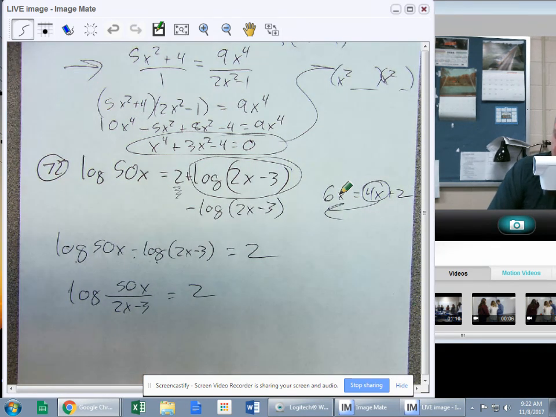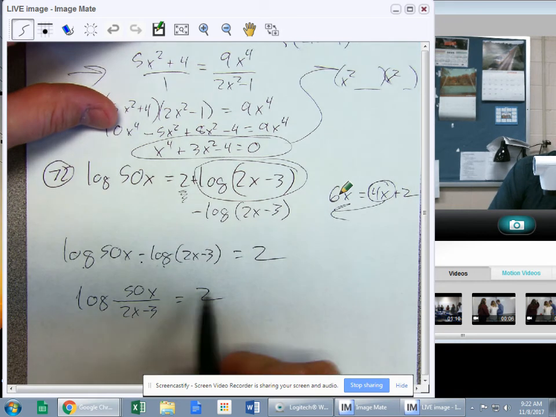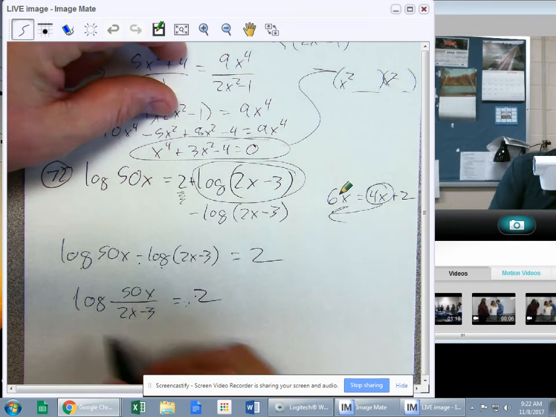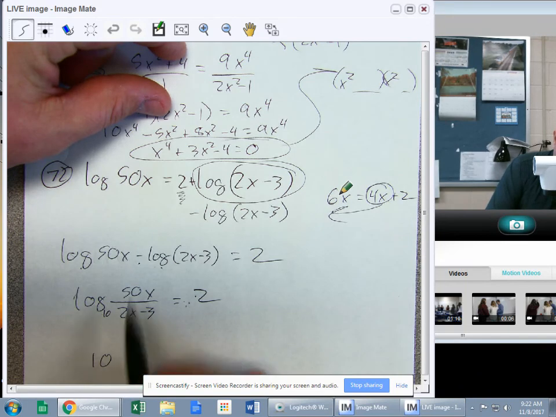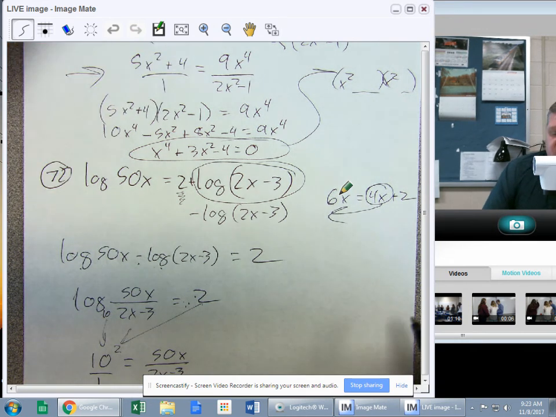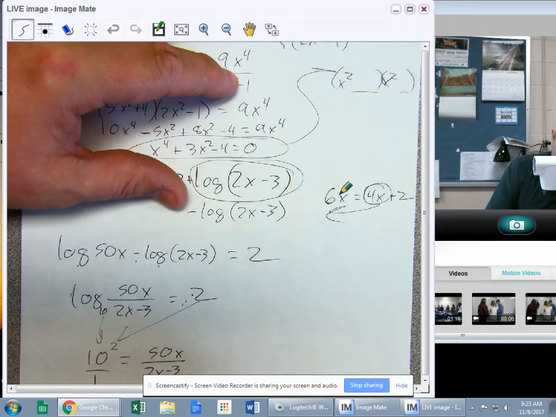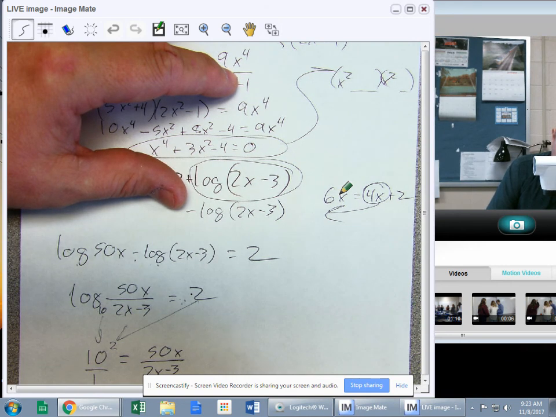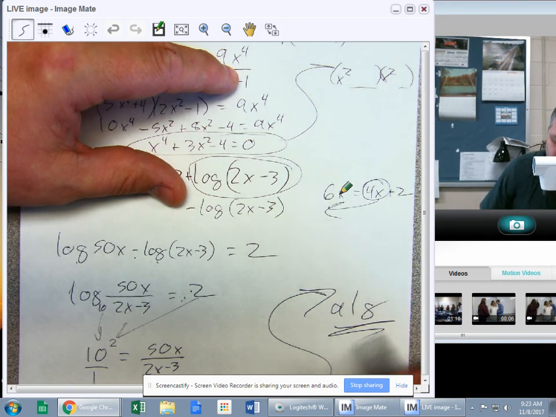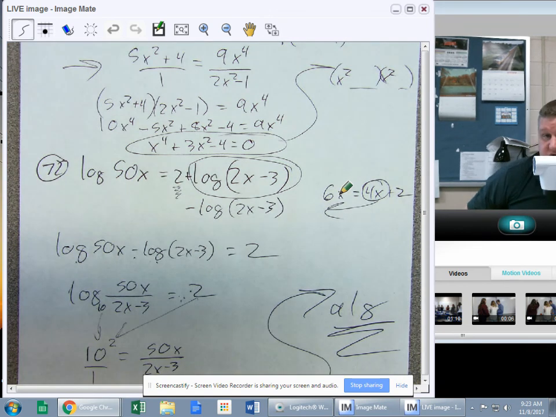And so at this point, I can use the definition because there's no log over here to cancel. And if I try logging both sides, then I get a log, which makes no sense. So this is base 10. So I say 10 to the second equals 50x over 2x minus 3. Then again, I have rational functions, so I'm going to cross multiply. 100 times 2x minus 3 equals 50x. At this point, it's algebra and solve. It is not an unreasonable expectation for me to expect you to be able to solve for x using algebra.